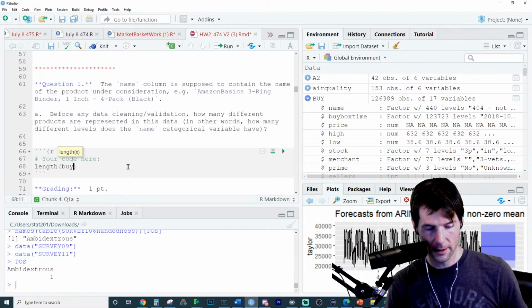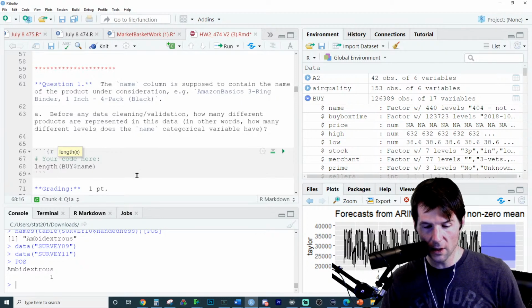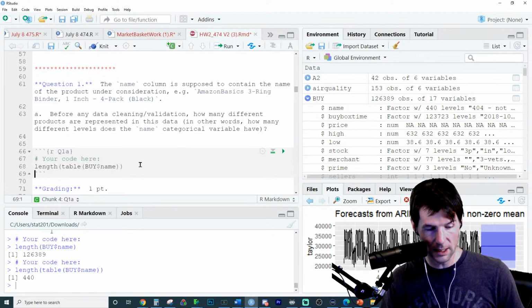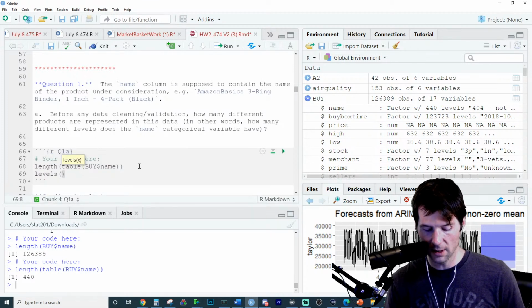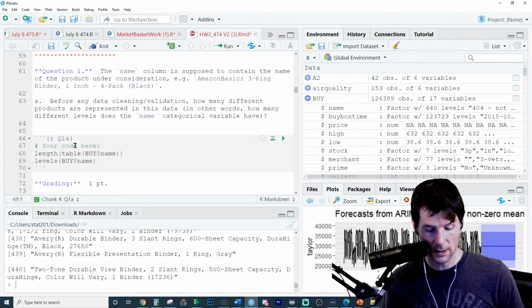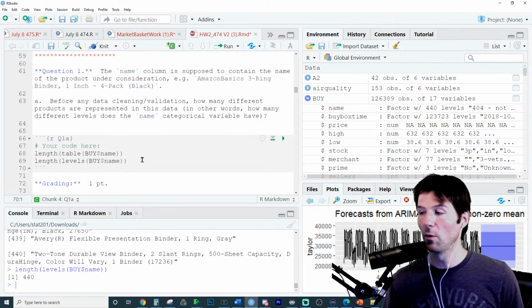We can go here to length. We're just going to solve this one. This is going to tell us the length of the vector, which is going to be 126,000. You're like, whoa, there's a lot of levels. But we want to go here to a table and find the length of the table. You could also ask for the levels of this. Now be careful for your output. Obviously don't do all these ways, but we can get the levels here, and then you can see the answer down here. Do not print that. You want to go here to the length of this vector, and you'll get 440 again.